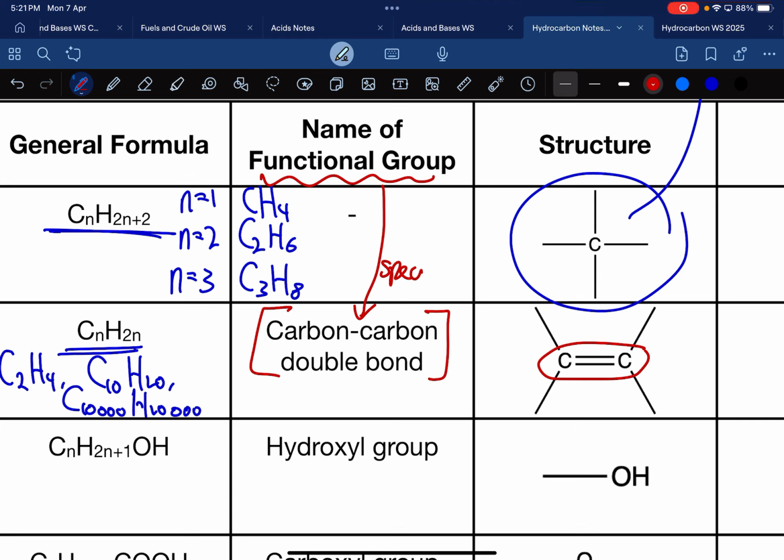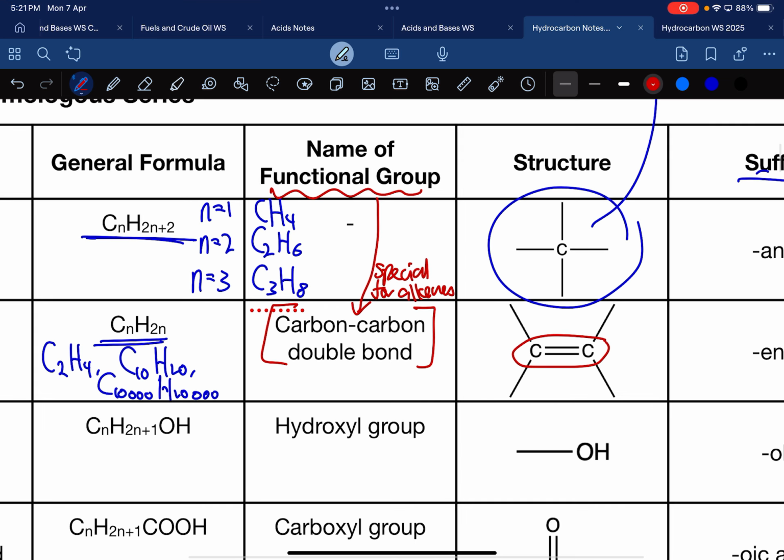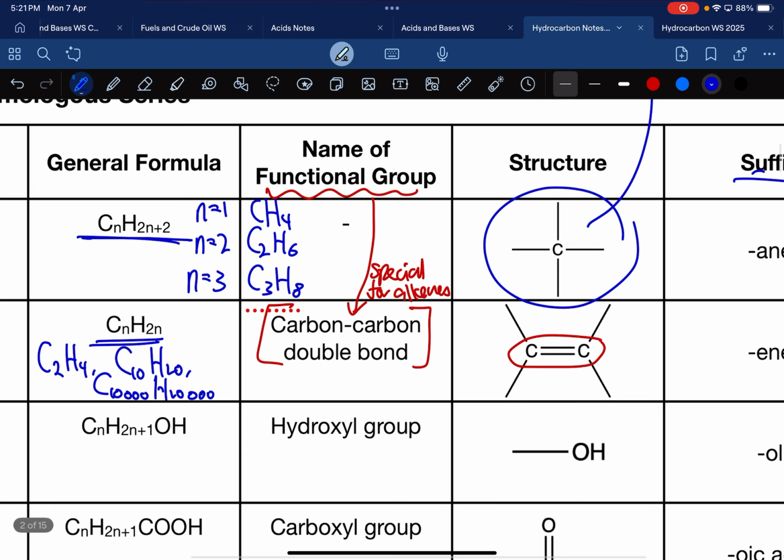In other words, it is special for your alkenes. Following so far, guys? Which means the minimum number of carbons inside your alkene, the smallest possible one, cannot have one carbon. I need at least 2 because the functional group has 2.